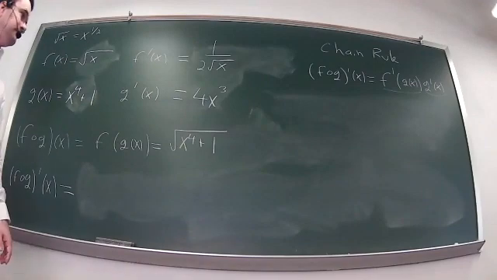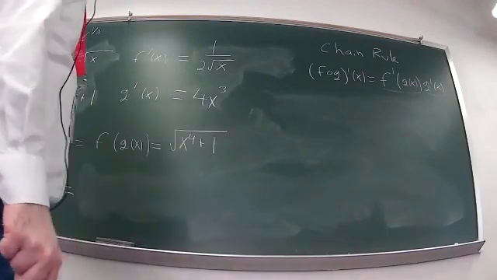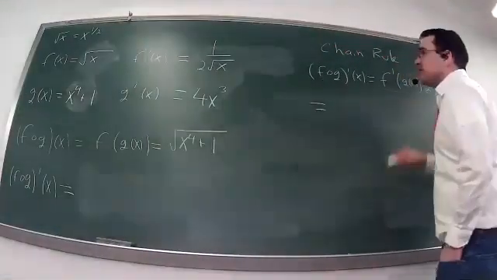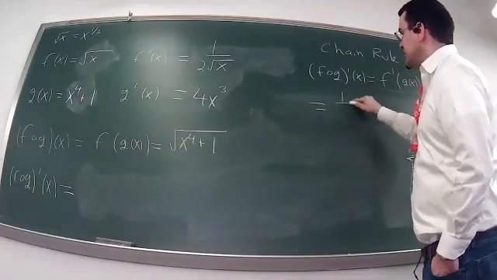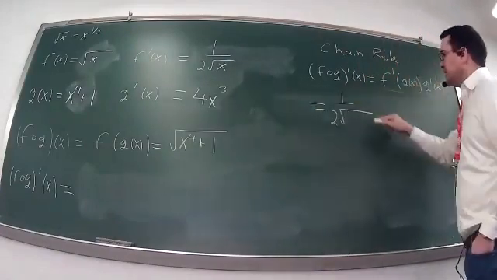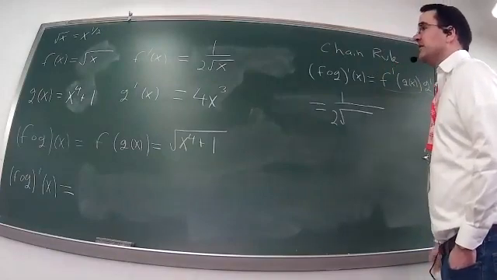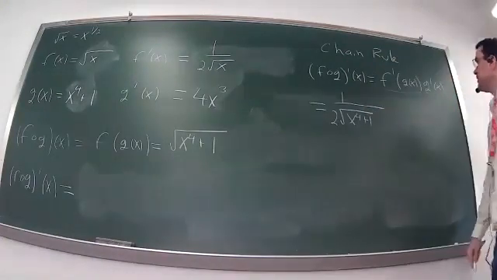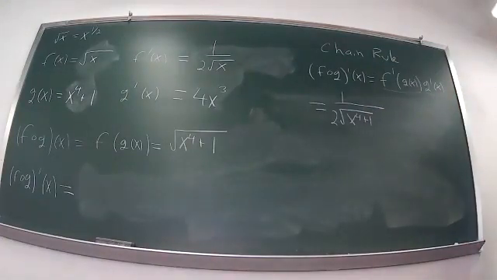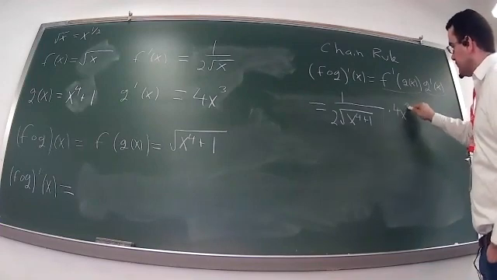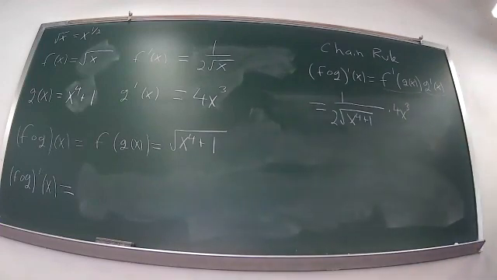And then plugging it into the chain rule. So f prime composed with g of x. So that's f prime, that's 1 over 2 square root of g of x. g of x is x to the 4th plus 1. And I'm now multiplying by g prime of x, which is 4x cubed.